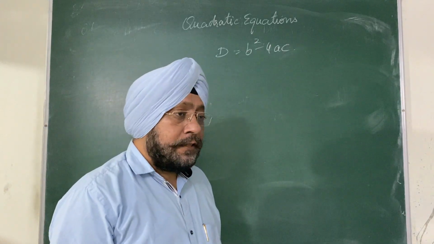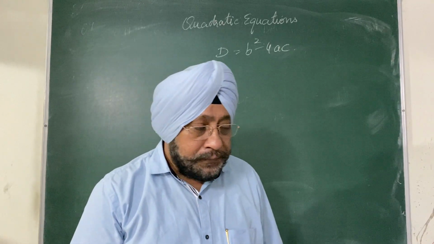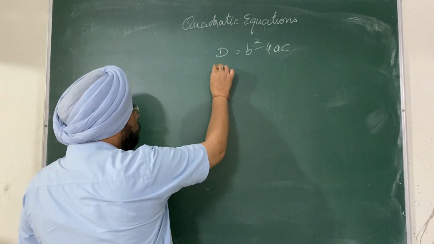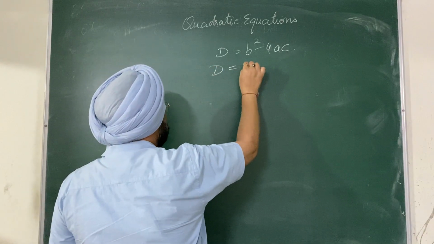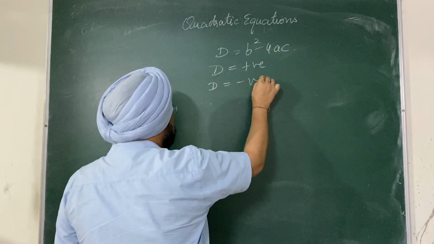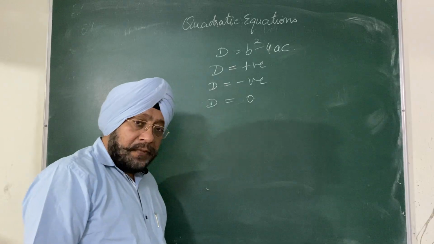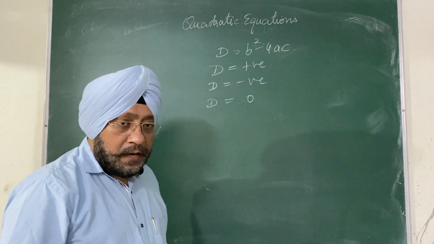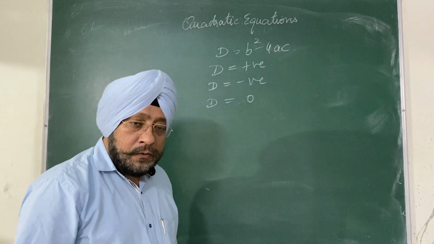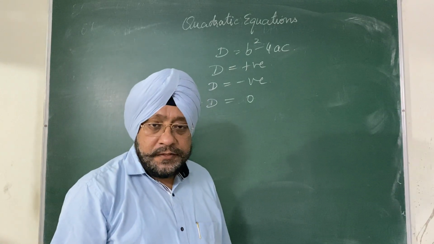Now how can we check the nature of the roots with the help of the discriminant? We have three conditions: D is positive, D is negative, or D is 0. So we can get any solution. Either we can get D as a positive value, or a negative value, or we can get D as 0.